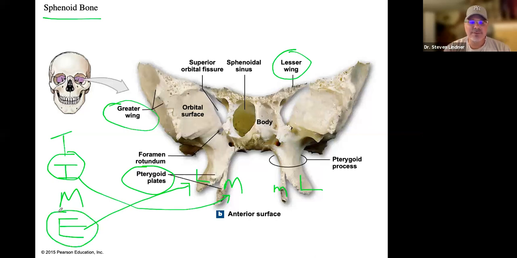So the external pterygoid muscle is going to have attachment on the lateral pterygoid plate, and the medial pterygoid plate is going to be the attachment for the internal pterygoid muscle. Okay, the P is silent, pterygoids. The other two muscles of mastication, this means chewing, are the temporalis muscle and the masseter muscle.